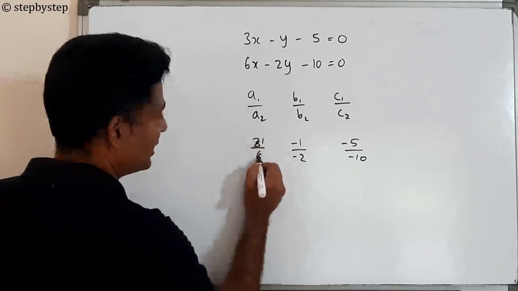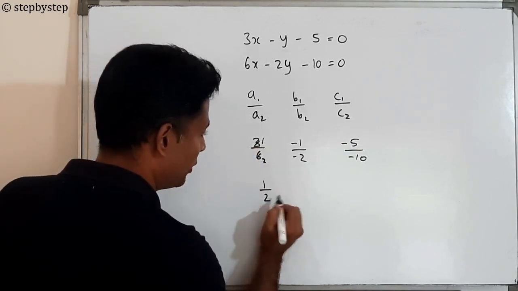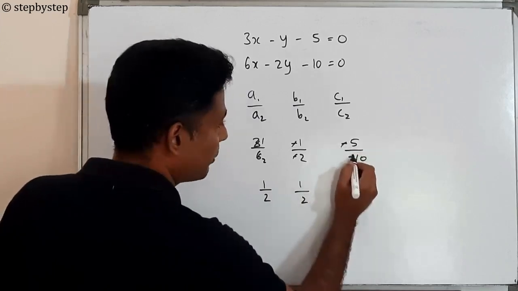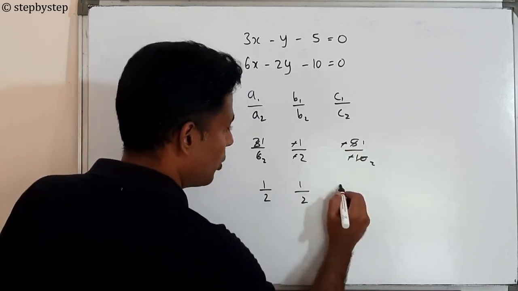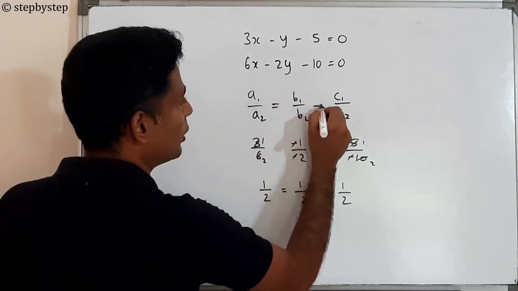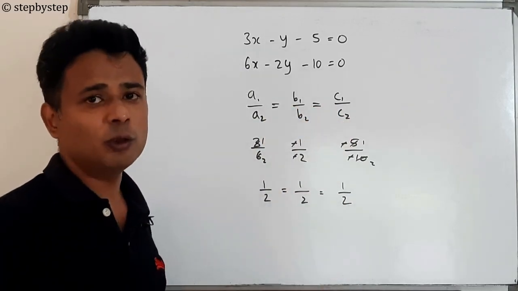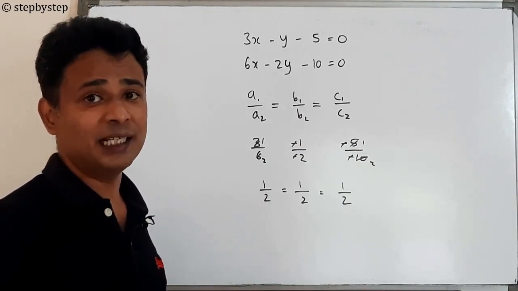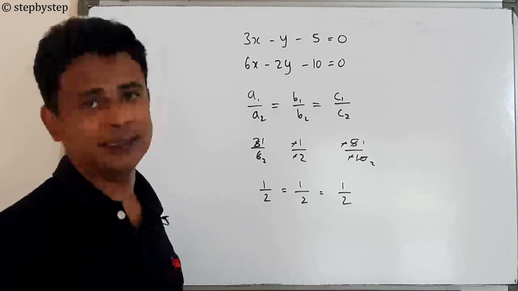So 3 ones are 3, 3 twos are 6, so this becomes 1 by 2. The minus signs cancel, this also becomes 1 by 2. The minus signs cancel, this also becomes 1 by 2. Which means A1 by A2 is equal to B1 by B2 equal to C1 by C2, which means this has infinite solutions, which means it is dependent consistent.